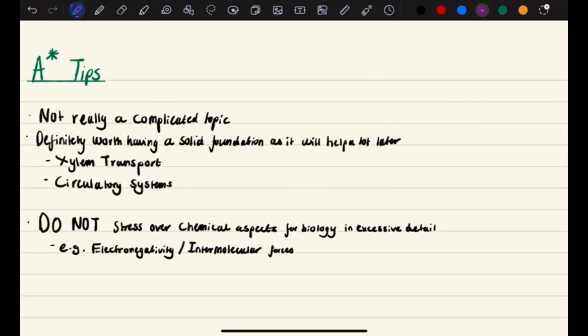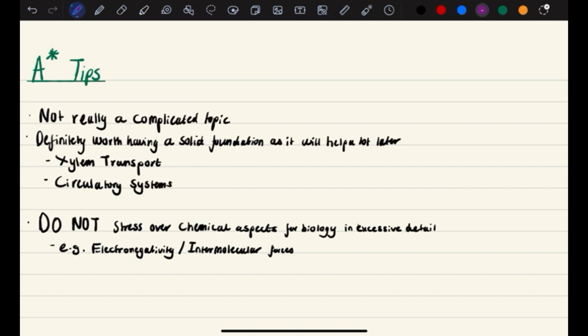Okay, so I hope you've had a read of that mark scheme, but now finally here are my A-star tips for this topic if it comes up in your exams. Now, to be completely honest, I don't think this topic is too complicated in terms of just focusing on water. I think it's definitely worth having a solid foundation and understanding with it, because it's going to help you when you talk about circulatory systems and xylem transport. So I think having a good understanding of this is really important. But more likely, if they ask you in an exam, maybe it will be one of the first few questions just to pick up some marks, or it's going to be related to a more difficult concept.